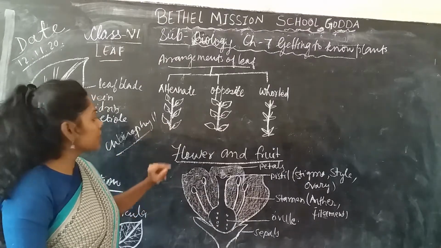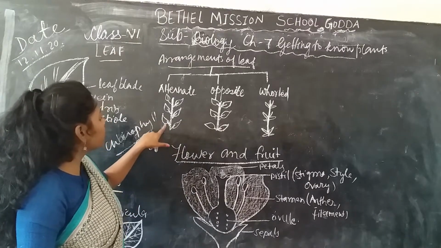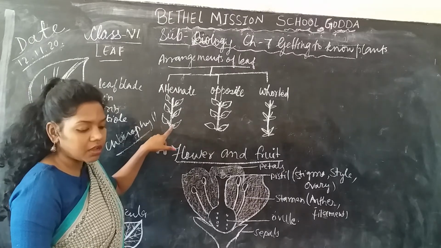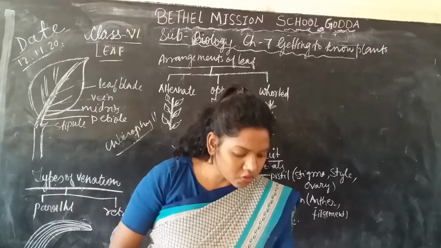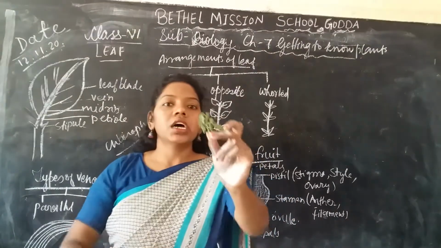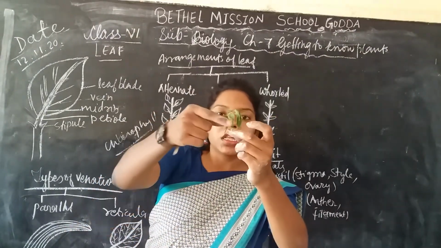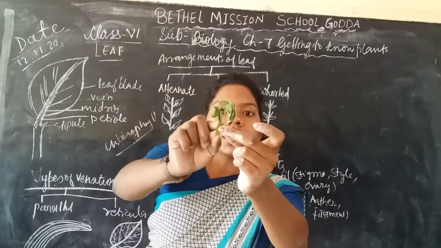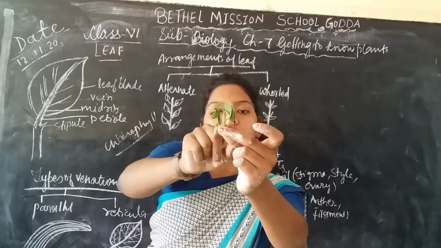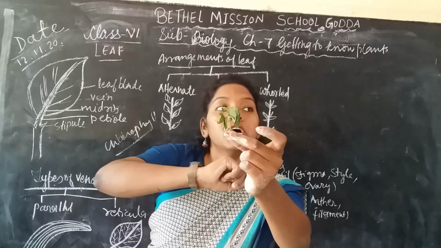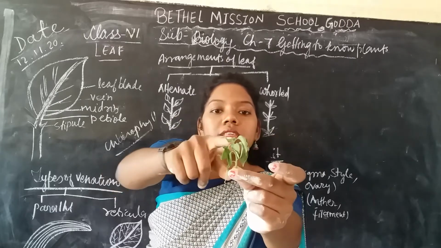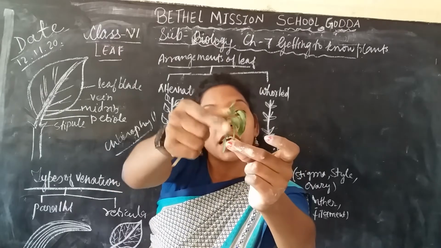In alternate arrangement, we can say it has different nodes, and from different nodes a leaf has come out. Okay, the first example I will show you. You can see this is the chili plant, the stem of a chili plant. You can see the arrangement of leaf. Here is one node, and on the other side, in the opposite direction, you can see another node. So due to that, it is arranged in an alternate way.